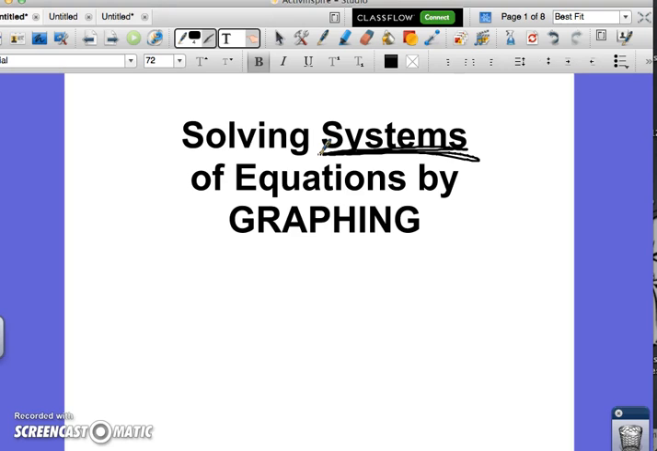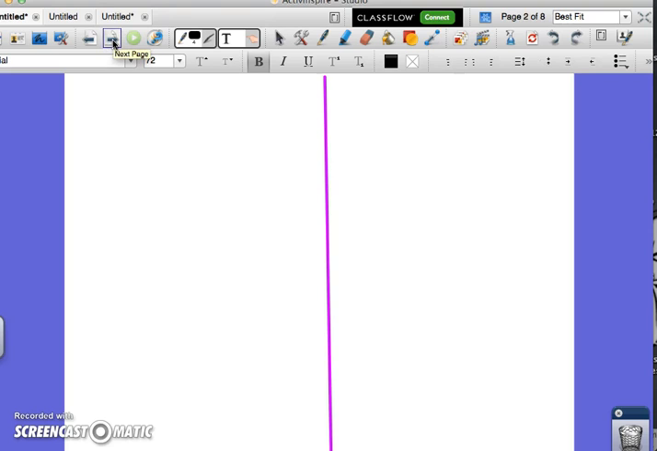So we look at them. Well, they can either intersect, they can be lines that cross, or they could be parallel lines. So we look at lines that don't intersect, and that's what we're talking about. Now before we start solving some of these by graphing, which is what we're going to do tonight, we need to look at classifying these systems.